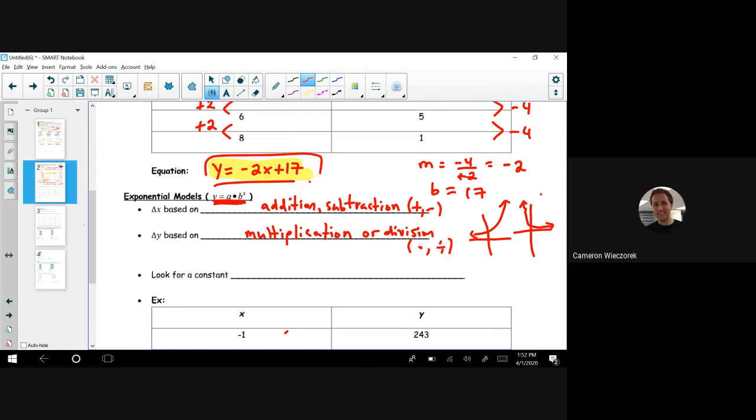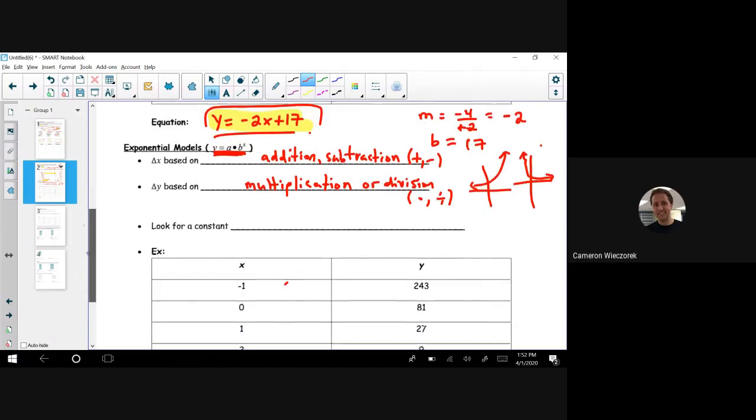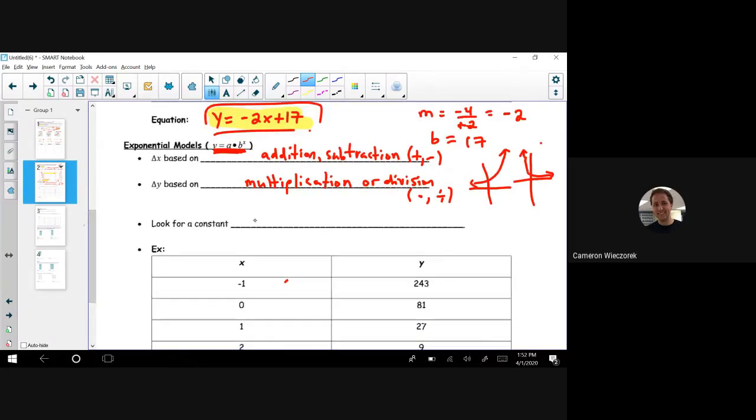And so what should you be looking for? You don't really have a rate of change anymore. It's not linear, but you want to be looking for a constant multiple, or what we often call a constant ratio, in the y values. Not the x values, but in the y values. I'm going to underline and highlight that part. That's the key. Constant multiple in the y values.